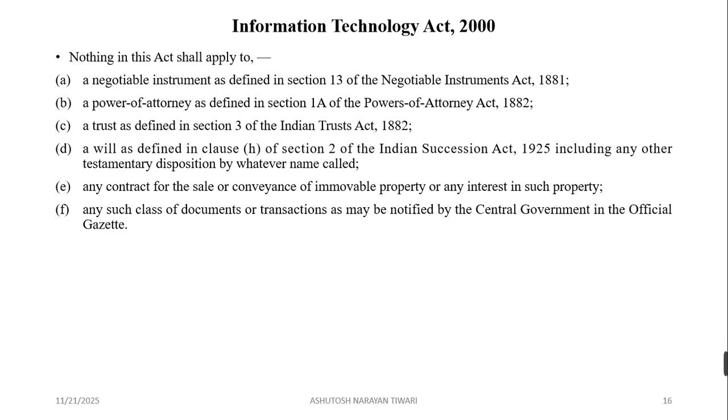IT Act 2000. Nothing in this Act shall apply to a negotiable instrument as defined in Section 13 of the Negotiable Instruments Act 1881, a power of attorney as defined in Section 1A of the Powers of Attorney Act 1882, a trust as defined in Section 3 of the Indian Trust Act 1882, a will as defined in Clause H of Section 2 of the Indian Succession Act 1925, including any other testamentary disposition by whatever name called, any contract for the sale or conveyance of immovable property or any interest in such property, any such class of documents or transactions as may be notified by the central government in the official gazette.